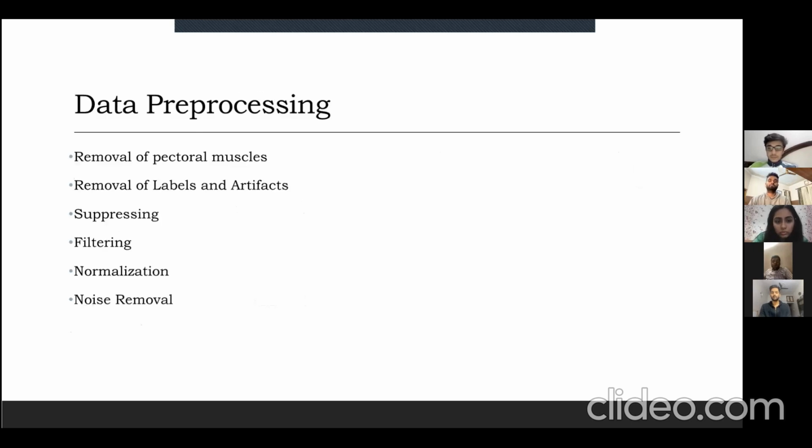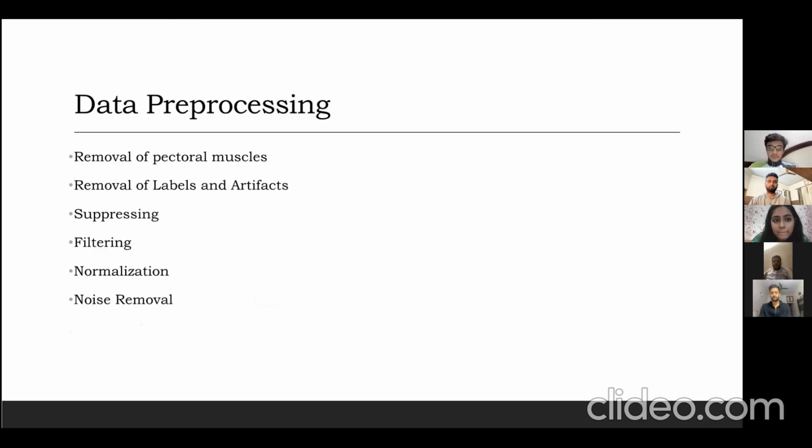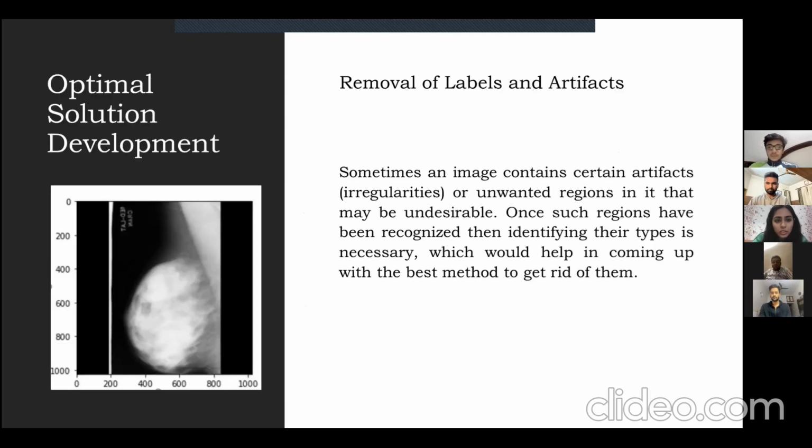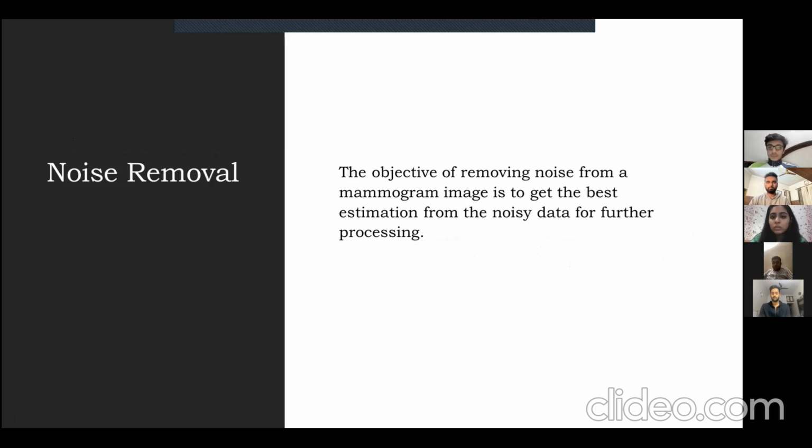The following steps were done for the pre-processing: removal of pectoral muscles, removal of labels and artifacts, suppressing, filtering, normalization, and noise removal. Sometimes an image contains certain artifacts or unwanted regions that may be undesirable, and they might reduce the accuracy of our system. So recognizing such regions is important to get rid of them. Next, noise removal. The objective of removing noise from a mammogram image is to get the best estimation from the noisy data for further processing.